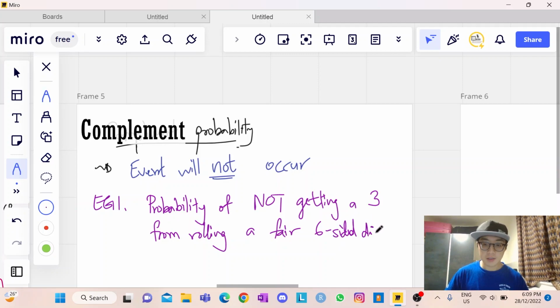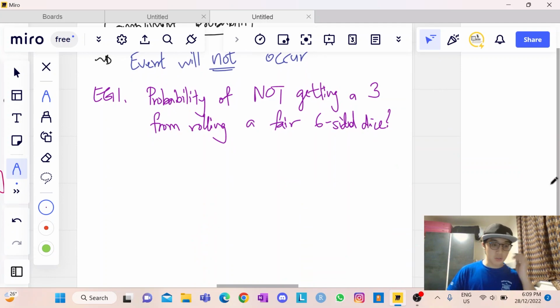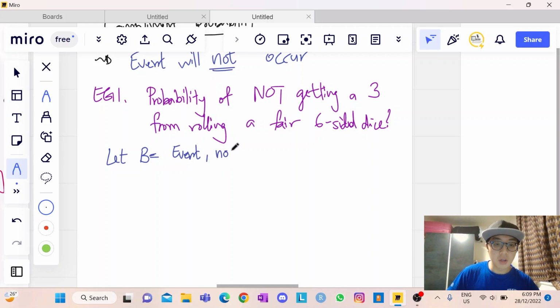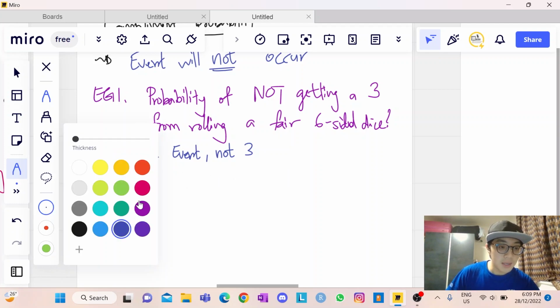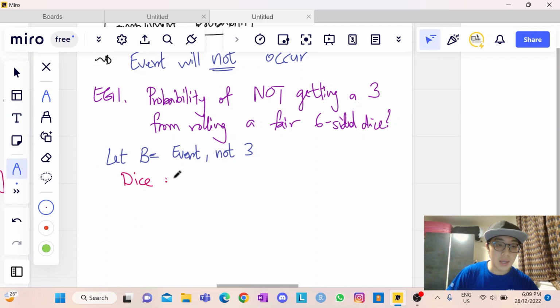6-sided dice. All right, so there are a lot of different ways that you can do it. So in this simple case, we can still actually count. Let B equal an event that is not 3. All right, so you roll something and you do not get a 3. From a fair 6-sided dice, you will get 1, 2, 3, 4, 5, 6.